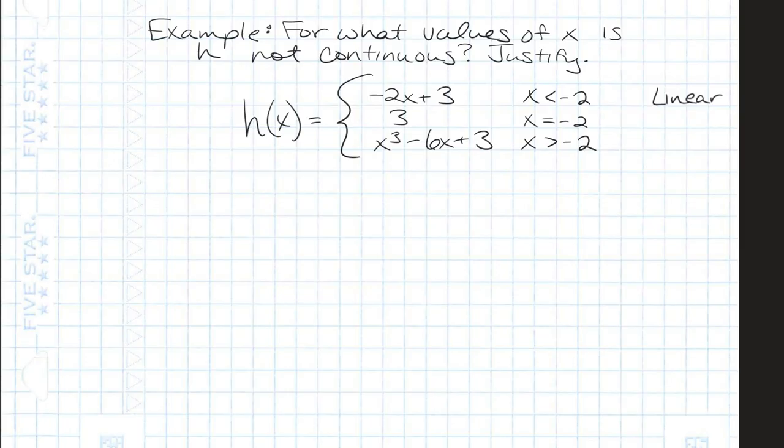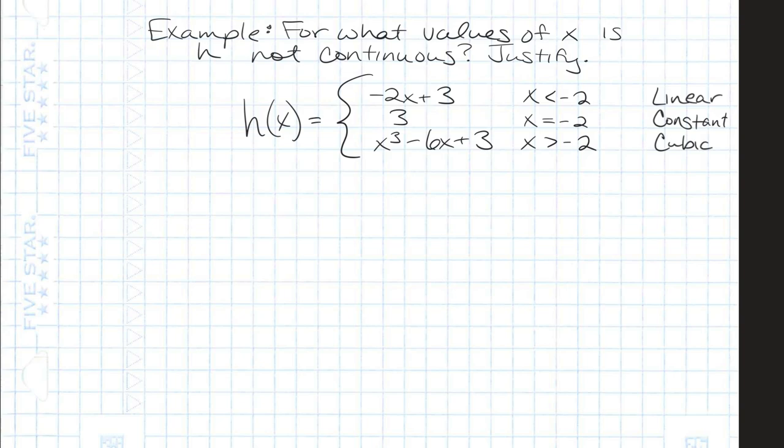We know this. What kind of function is the middle equation? Constant is the one I'm looking for, but constant functions are continuous. If it's just a regular number, it's just one number. Now what about the last one? What kind of function is that? Cubic. Cubic is a polynomial function, which means that is also continuous over its entire domain.